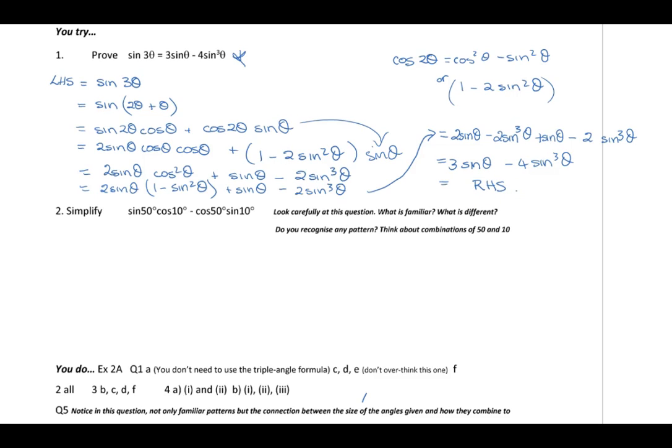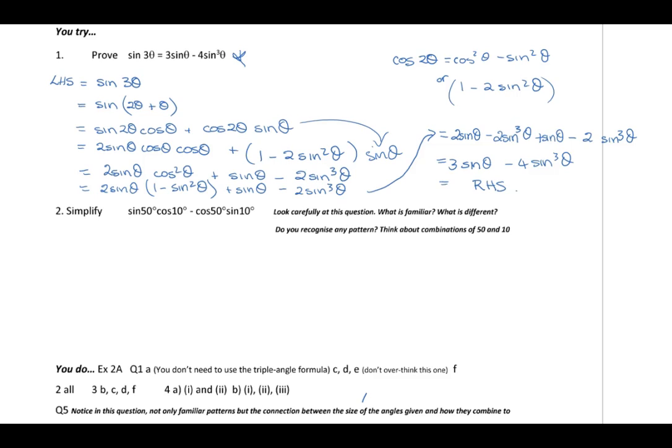With question 2, it really is a matter of doing exactly what's suggested here in the small print. So the question says simplify sine of 50 cos 10. It's pretty unusual. And cos of 50 sine of 10. But it suggests that you should look really carefully at this. Well, we've got no other option.